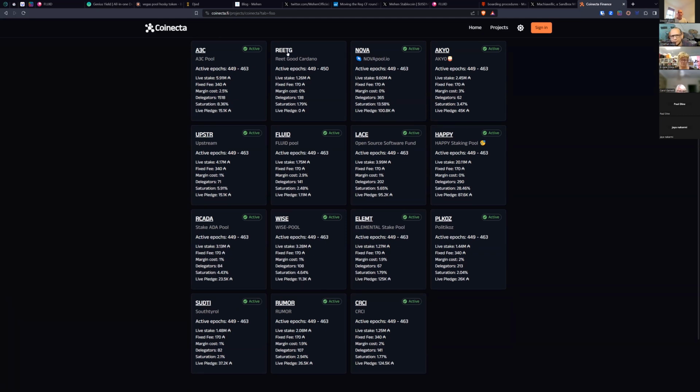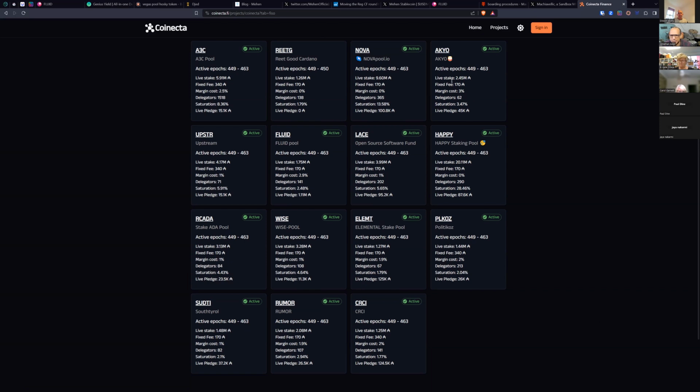So REIT-G is actually a UK-based stake pool. They're actually winding up operations. They couldn't make it viable, which is a shame because they wound up just at the end of the bear market. But these other pools, all the rest of them, are still active and going.